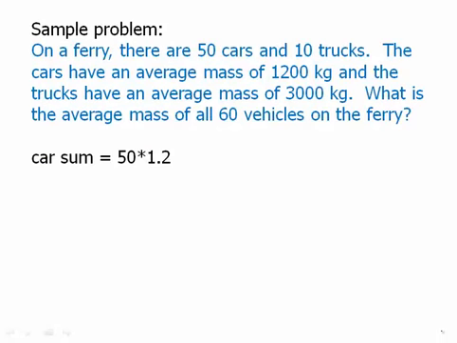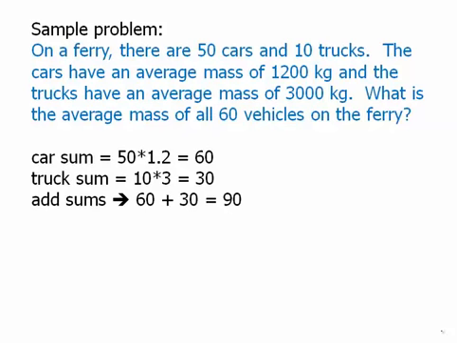The car sum is 50, and instead of using 1,200, I'm just going to divide it by 1,000. I'm going to call that 1.2. 50 times 1.2, well, that turns out to be 60. And then the truck sum is going to be 10 trucks times 3,000 divided by 1,000, so that's 10 times 3, which is 30. That means the total sum is 90.